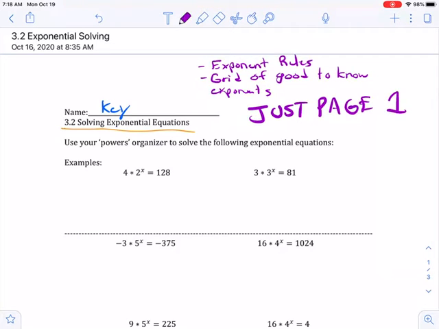Of this packet, you'll see 3.2 solving exponential equations. We're just going to go through page 1 today, and then I'll introduce page 2 tomorrow and potentially highlight why I paused there, because it ends up being pretty different learning. So this says use your powers organizer, which was those completed notes that are linked on our calendar. And we're going to use those to solve these equations.